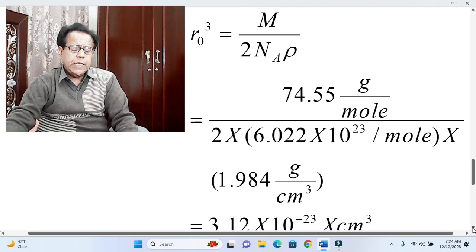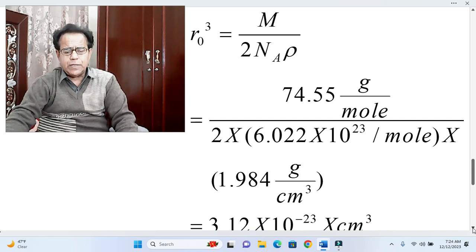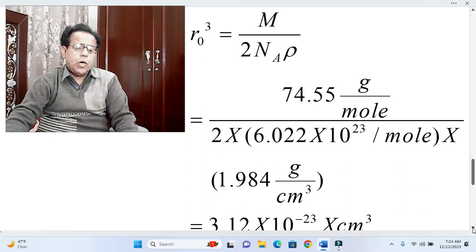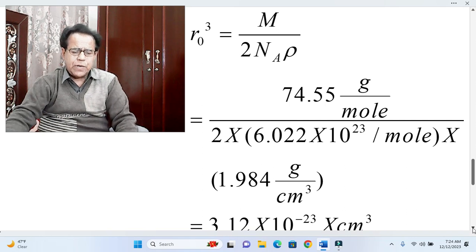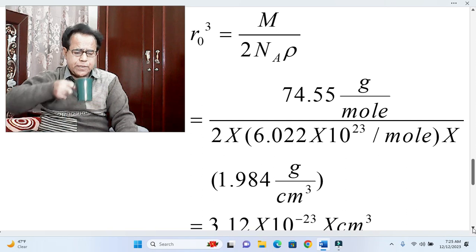In place of capital M, we have used its alternate value, that is 74.55 gram per mole. However, 2 is as it is, and in place of Avogadro's number NA, we have used its alternate value 6.022 into 10 to power 23 per mole. And in place of rho, we have used its alternate value 1.984 gram per centimeter cube.